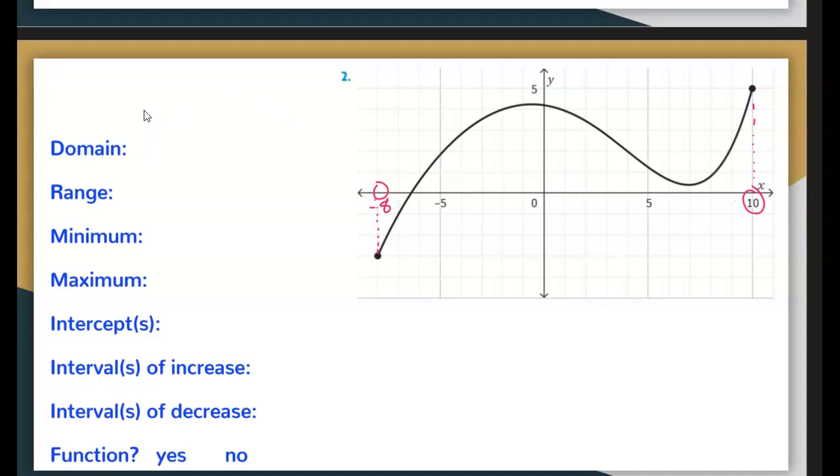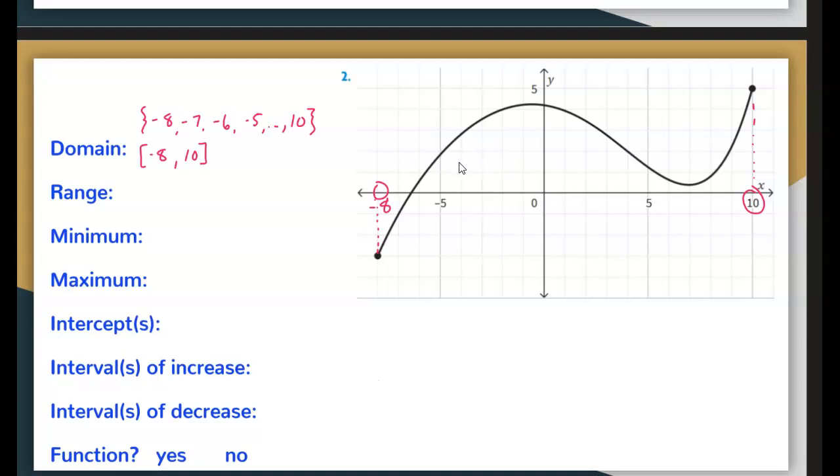Now remember, we had 2 ways to write this. We could have written it -8, -7, -6, -5, and on up to 10. Or we could write this as an interval. One of these ways is correct, and one of these ways is not appropriate for this particular function.